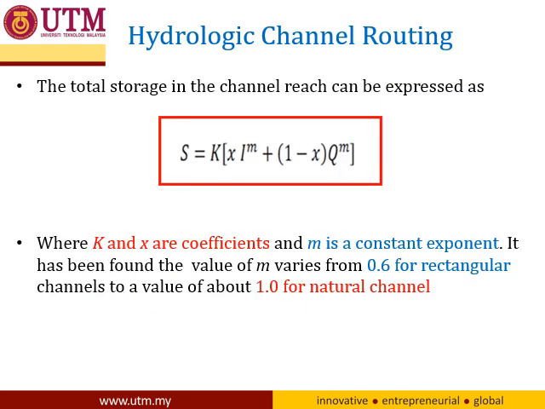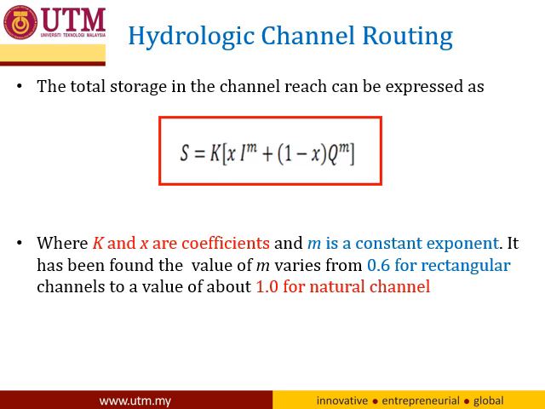So this is the formula difference between reservoir routing and channel routing. For reservoir routing, they use the continuity equation. But for channel routing, it's a different case. It's more like a regression analysis, like multiple regression analysis or just a regression analysis. The simplest regression is y equals mx plus c, and this is actually quite similar to y equals mx plus c. So the total storage in the channel reach can be expressed this way.